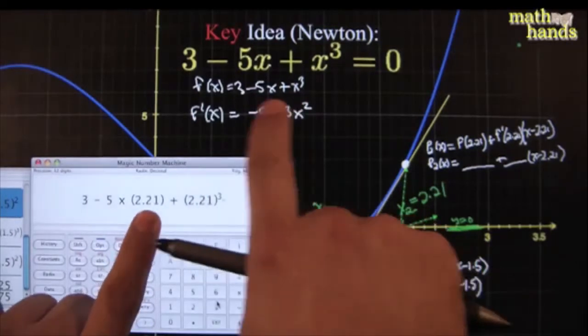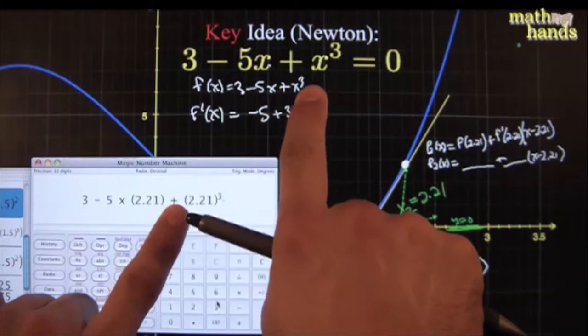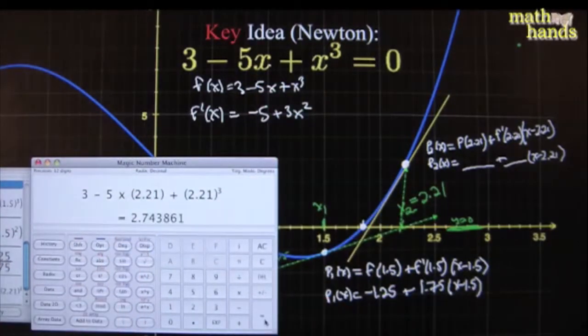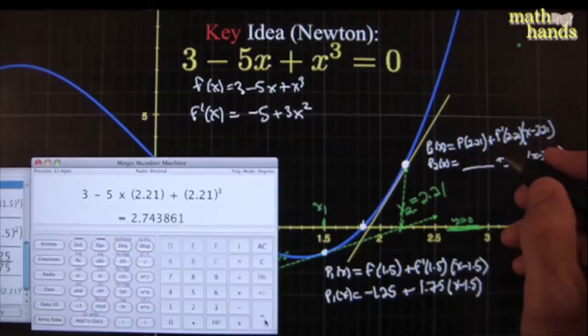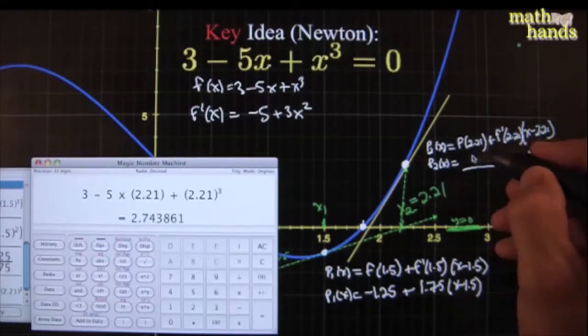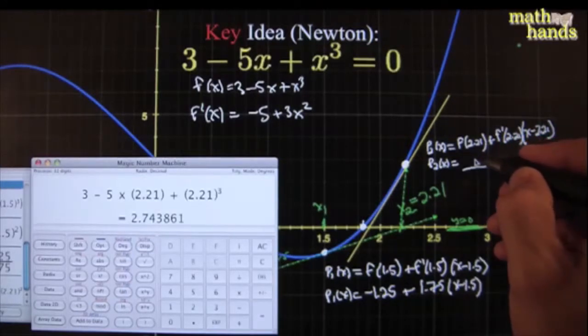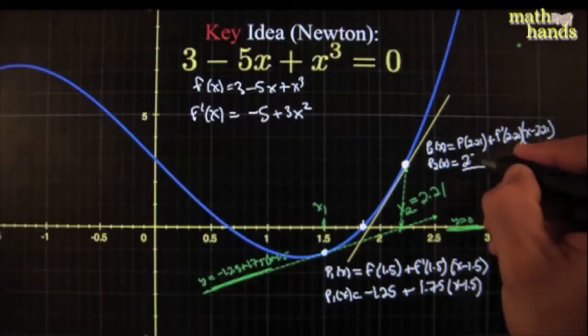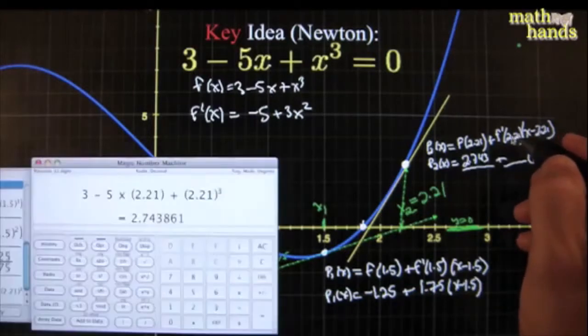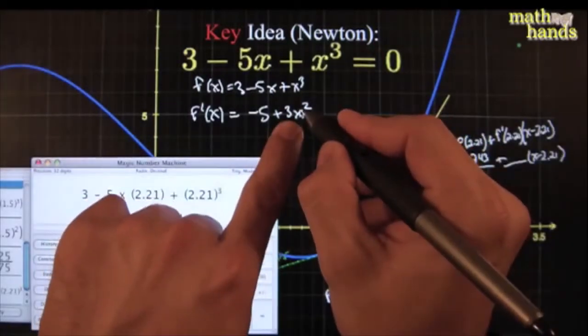See it? I'm plugging it in here. And what do I get? 2.74, I'm sorry, 2.743. That goes right here. 2.743. And then I go with this one. I need to figure out what that is. So I'm plugging it into that one now.